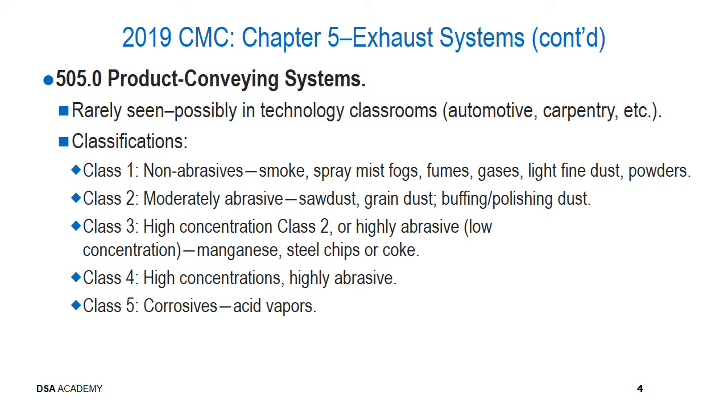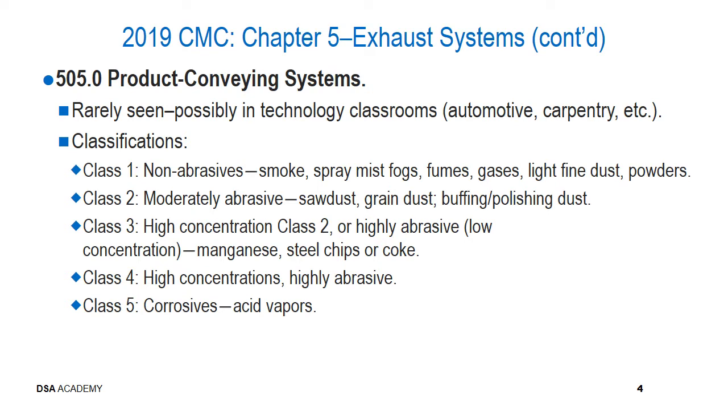The next type of exhaust system is a product conveying system. These particular systems are somewhat rarely seen. However, we could expect to see them in, say, technology type classrooms, where you may have automotive classes or carpentry classes or steel fabrication classes, and also possibly in some laboratory settings where there's a possibility that toxic fumes or corrosive fumes may be expelled during the lab.